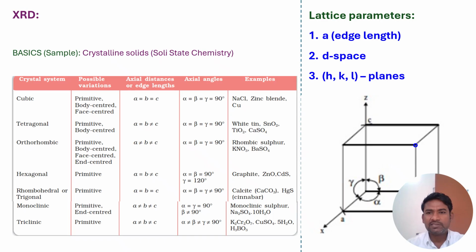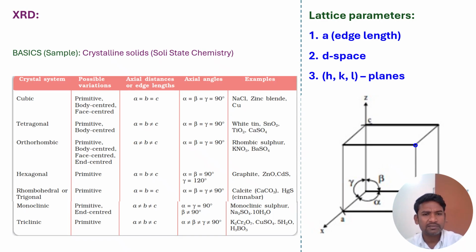These are the lattice parameters of every crystalline structure we can calculate using the X-ray diffraction analysis. The most interesting parameter is A, which is called edge length, and D means d-spacing, and the third one is the Miller indices plane, which is the HKL planes. All these lattice parameters also can be identified using the X-ray diffraction analysis.